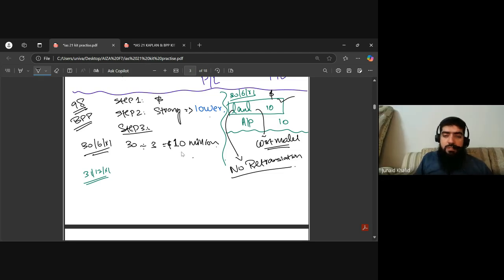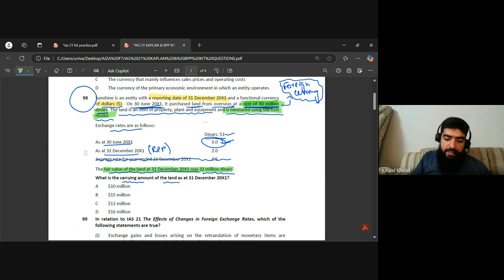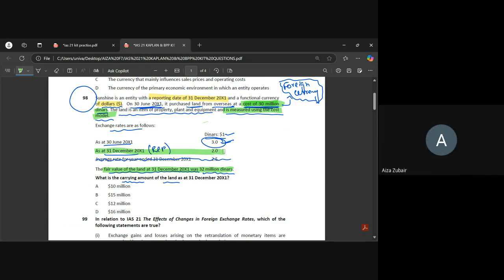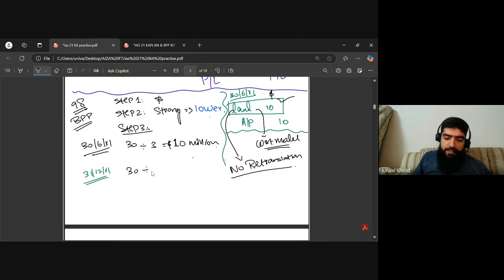One thing more. If this amount is outstanding at the end of the year, so it's 30 million dinar, and at the reporting date, what is the exchange rate? It's 2, so it means divided by 2. So what is going to be the amount?